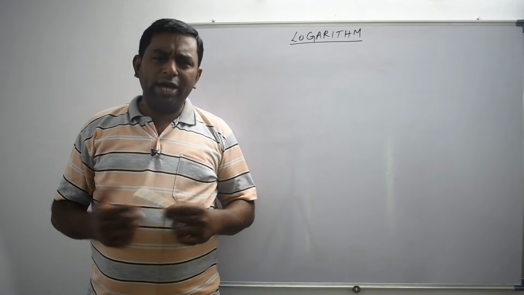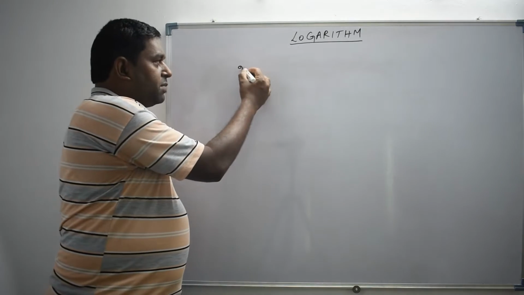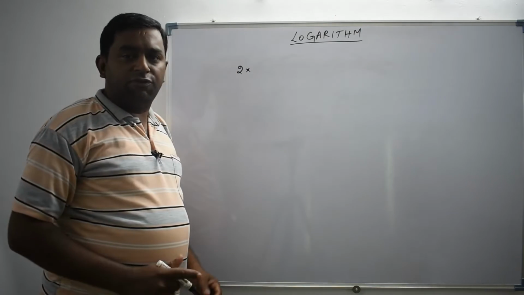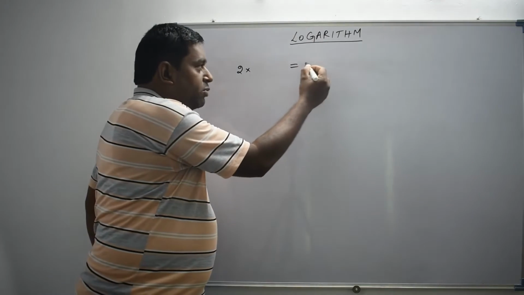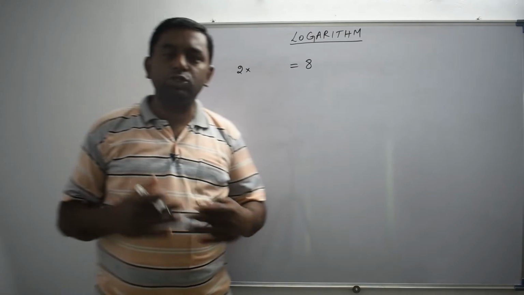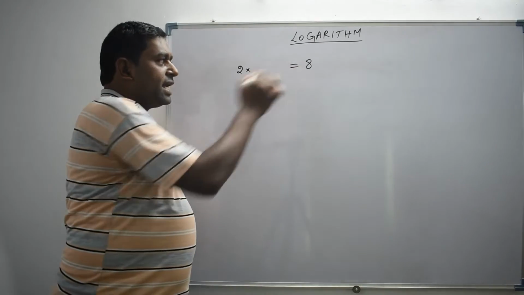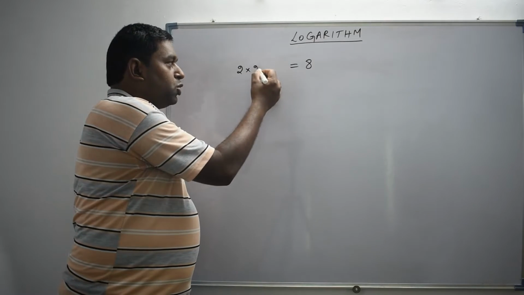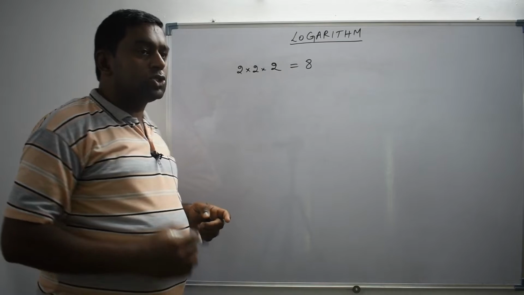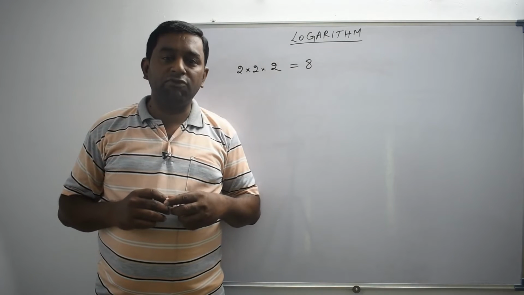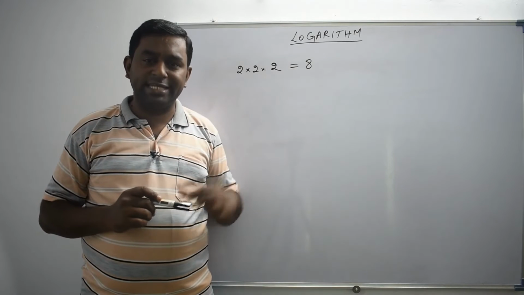To have a better understanding of logarithm, let us consider a sample problem. I multiply 2 by itself. I do not know how many times 2 has to be multiplied by itself, but I would like to have the answer 8. So how many times does 2 have to be multiplied by itself? It's very simple, because to get the answer 8, I have to multiply 2 by itself 3 times. 2 times 2 is 4, 4 times 2 is 8. So 2 has to be multiplied by itself 3 times to get the answer 8. This is a simple problem, so we can easily get the answer.